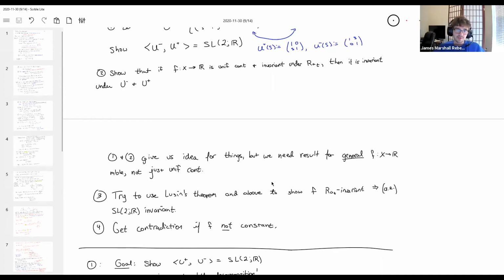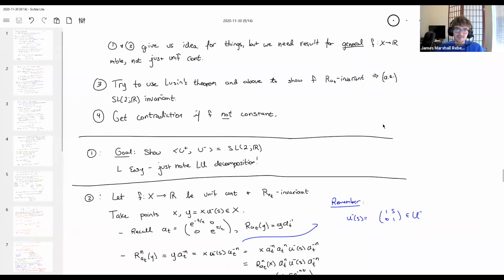So showing that U plus and U minus generate SL2R is easy. It's LU decomposition. So you can decompose matrices into their lower triangular and upper triangular parts, which is what's going on here.